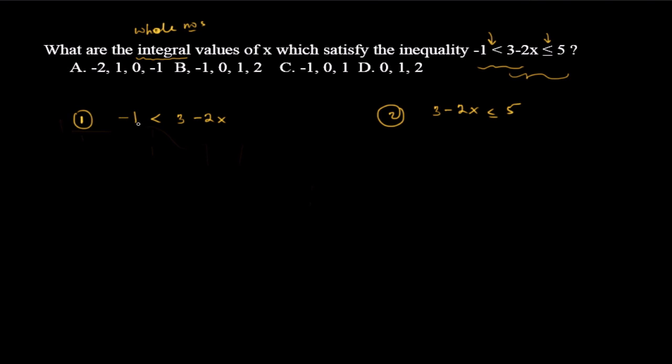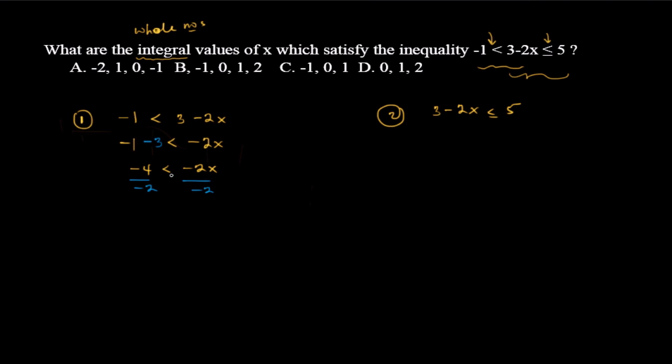Then the next thing is you begin to solve each of the inequalities separately. Since our aim is to solve for x, I need to subtract 3 from both sides. So you have -1 - 3, that is going to give you -4, and this is less than -2x. Now, since we want to find x, we divide both sides by -2.